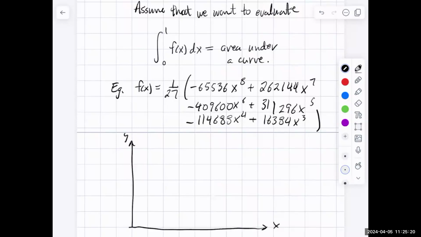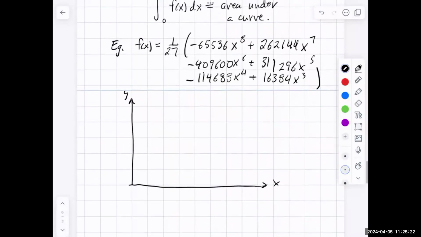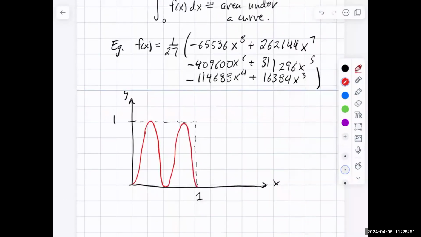The reason that this function has been chosen is because it fits inside the unit square. 1, 2, 3, 4, 1, 2, 3, 4. So here's a unit square, and that function on the interval x from 0 to 1 looks like the following. It looks like this. Let's see if we can, well, that's not too bad. It looks something like that if you plot it. Okay, so this is our f of x.